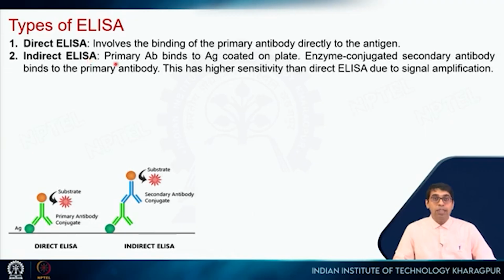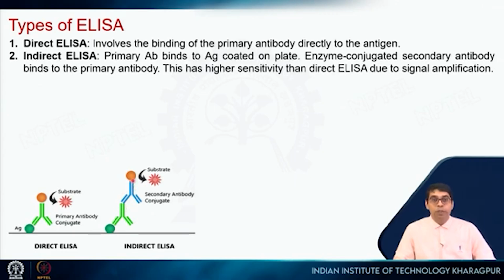Next one is indirect ELISA. In this case, there are two antibodies, a primary antibody and a secondary antibody, right. So, the primary antibody binds to the antigen coated on the plate. Again, the antigen is here on the plate, the primary antibody which is raised against this binds to this. Now, there is a secondary antibody to which the enzyme is linked, and this antibody binds to the primary antibody. So, this antibody is raised against this primary antibody, right.